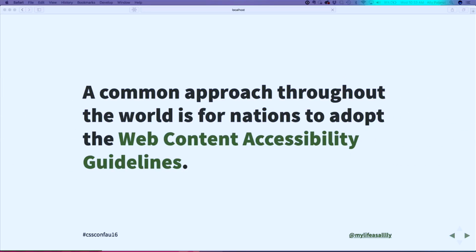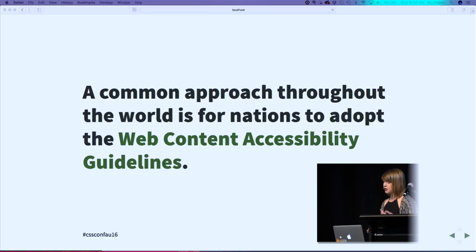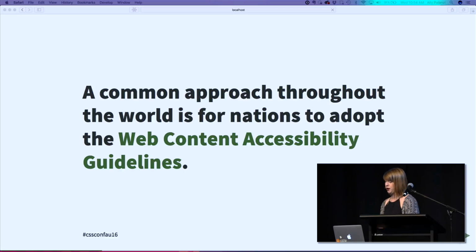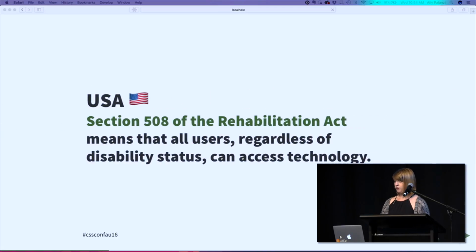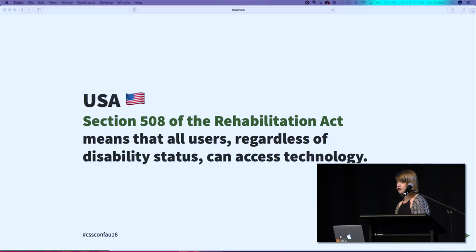The common approach throughout the world is to adopt the Web Content Accessibility Guidelines, which is developed through the W3C process and explains how to make content more accessible to people with disabilities. In the US, we have something called Section 508 of the Rehabilitation Act. So basically, it's a mandate for government agencies and federally funded nonprofits, colleges, schools, that they need to pass a certain level of accessibility, or they can get sued, they can lose funding, bad stuff.